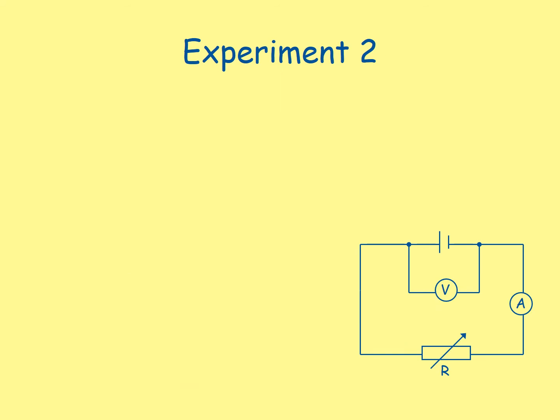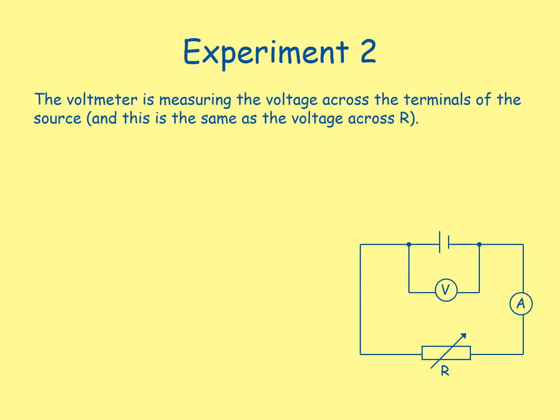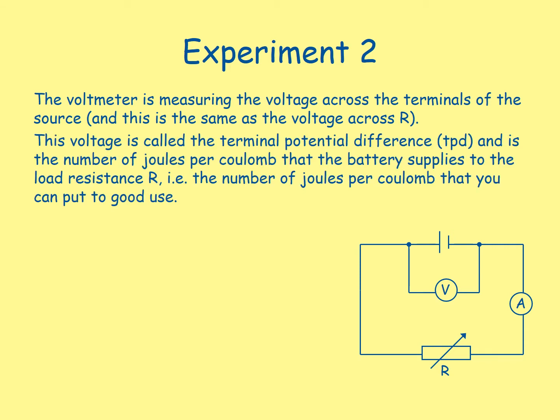Here is a second experiment. This time we have a variable resistor connected to the power supply, again using a voltmeter and an ammeter. The voltmeter is measuring the voltage across the terminals of the source, and this is the same as the voltage across R. This voltage is called the terminal potential difference and is the number of joules per coulomb that the battery supplies to the load resistance R, i.e. the number of joules per coulomb that you can put to good use.